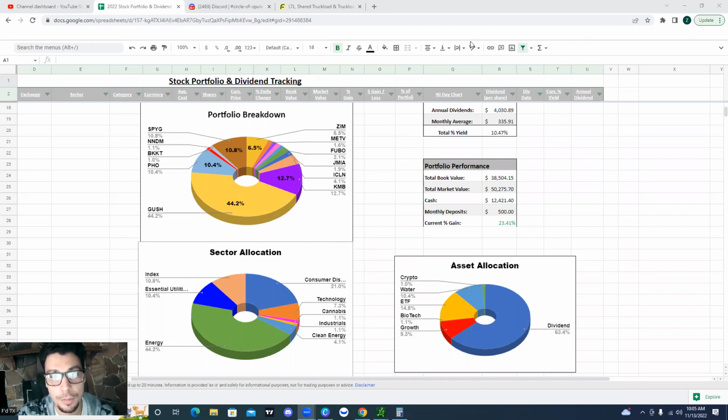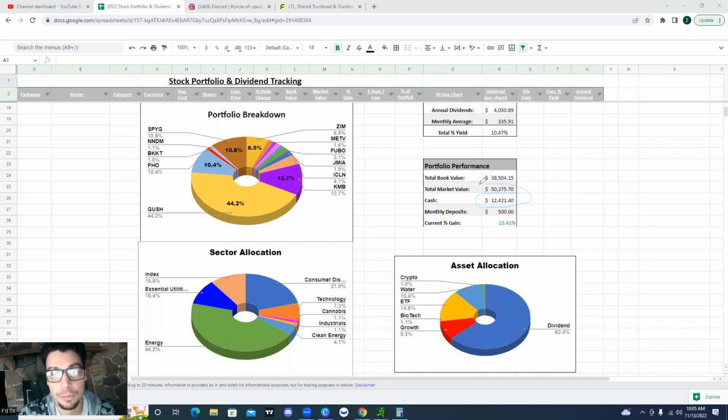We're going to start it off by looking at the 60K portfolio challenge. I've got a 60K portfolio challenge on the channel. Currently, it's up 23% on the cash that we have invested. There was originally 38,500, and that has gone up to 50,000. We have 12,000 in cash.